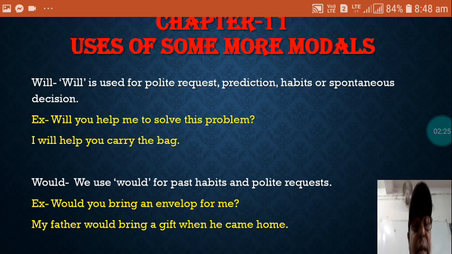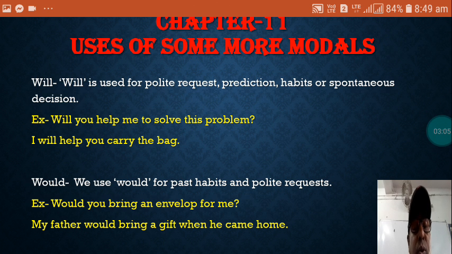Next, the modal to be used here is would. We use would for past habits and polite requests. We use would to show our past habits, that kind of habit you had. Would you bring me an envelope? Here you are making a request from someone to bring an envelope for you. Here would is showing polite request.